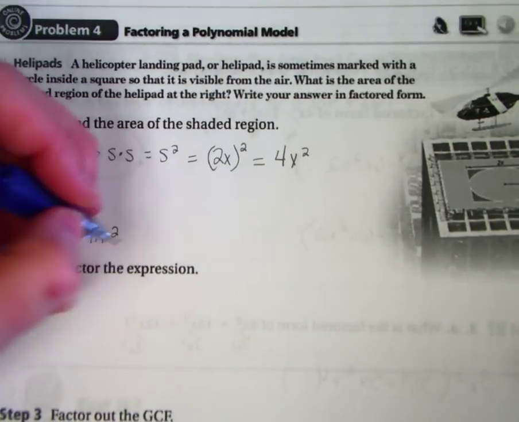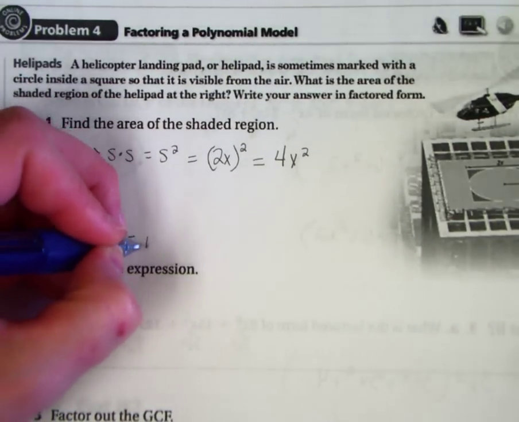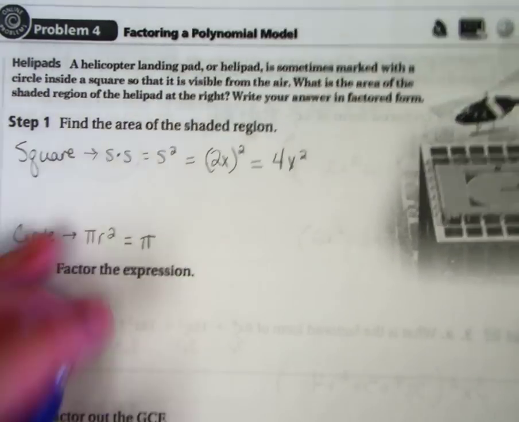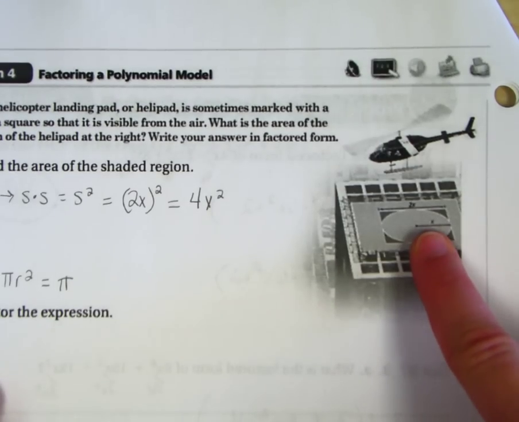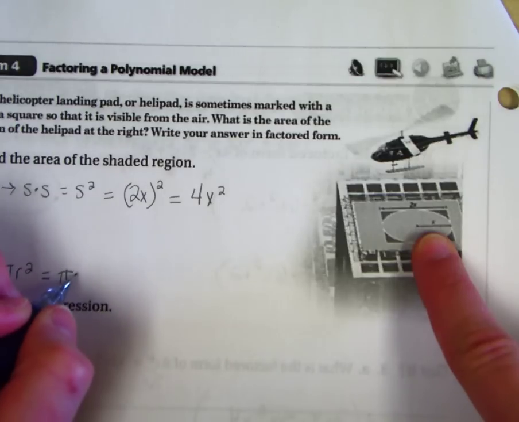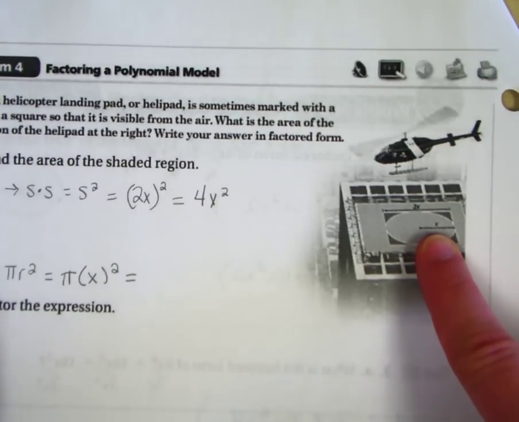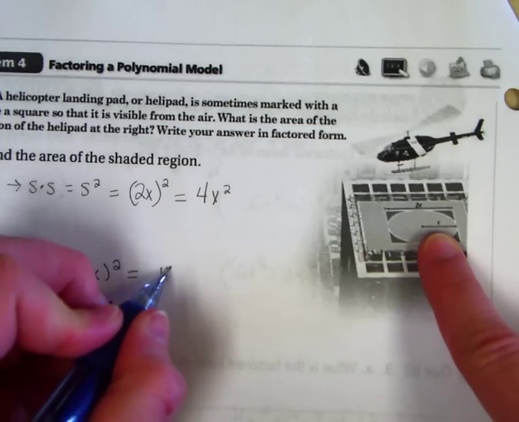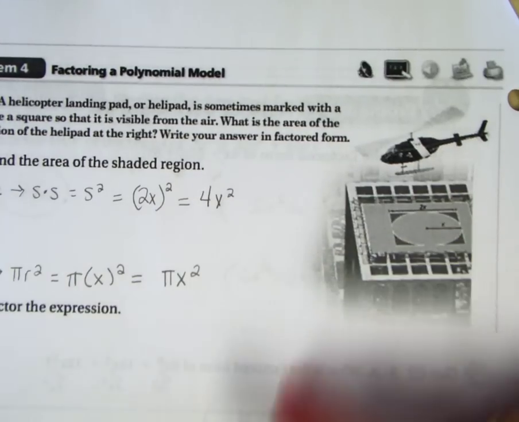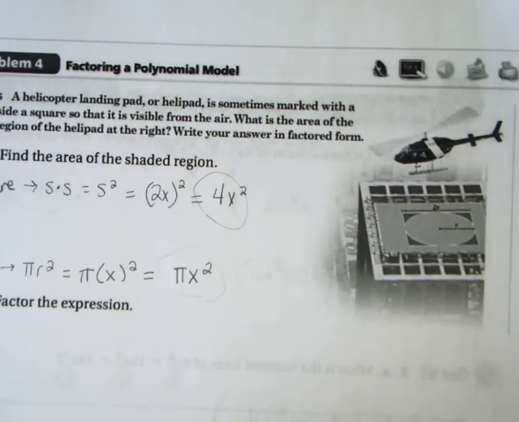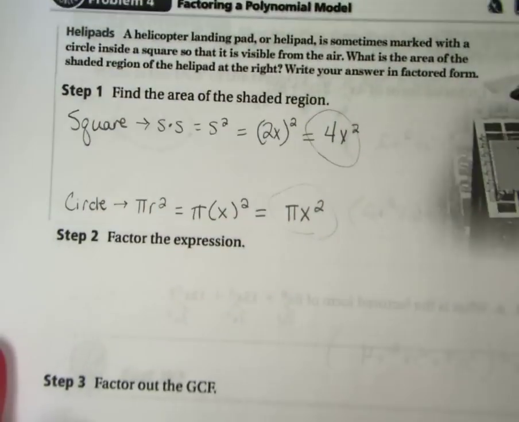Let's talk about the circle. Pi, which is just pi, r squared. You should notice that they labeled the radius in this picture right here as just x. So instead of writing r, let's write x squared. Well, that's just going to make it pi x squared. This is the area of the square. This is the area of the circle. No, we don't have actual values, but that's okay. We're just going to write it in terms of algebra.